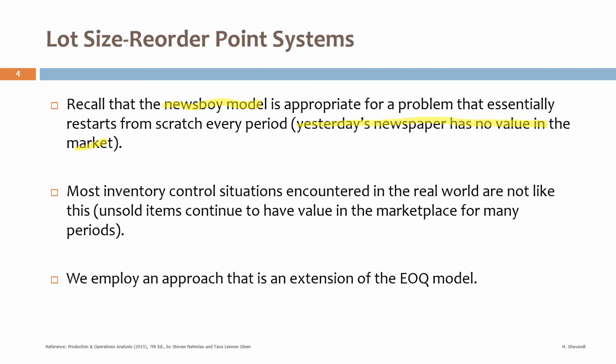But for other goods, we don't have this assumption, right? In other goods, if we have unsold items in our inventory at the end of a period, then they will have their value in the next periods, right? So yeah, we can use them for sale in future. So on those goods, on those products, we can't use the news vendor model. So we need to have another model, which here we call the lot size reorder point model.